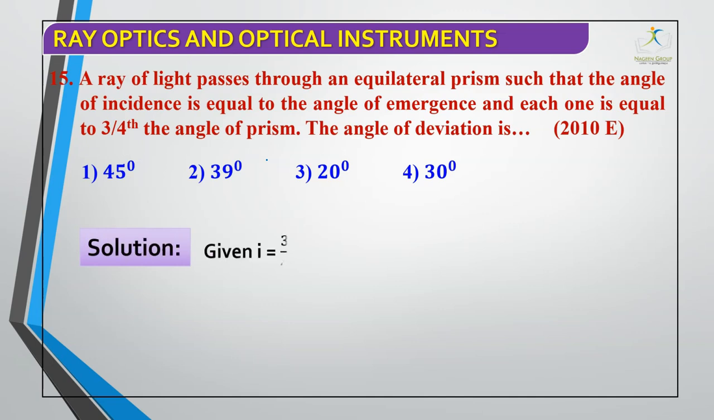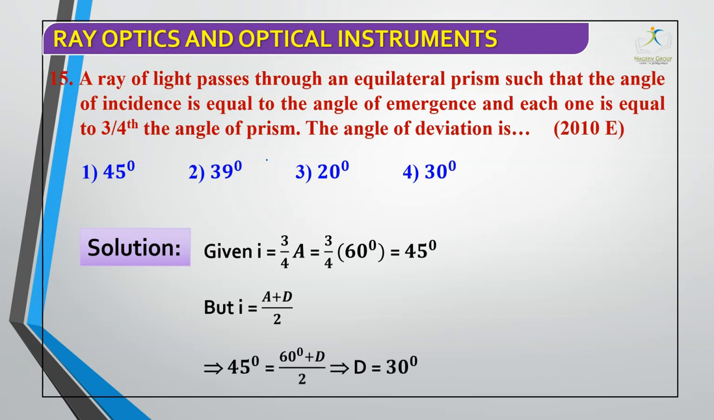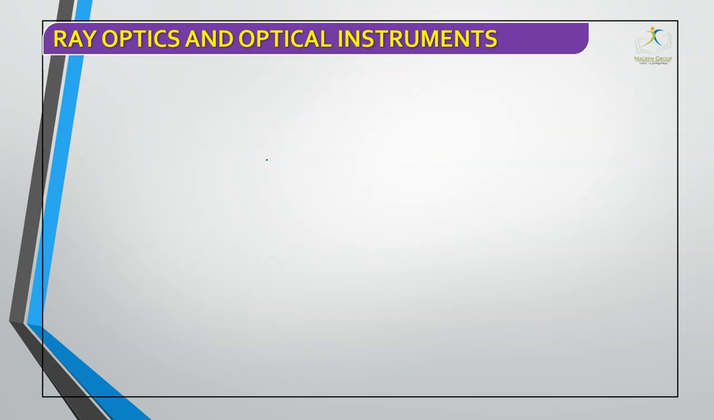Let's move on to the solution part. Given I is equal to 3/4 times A, where the value of A is 60 degrees, which gives 45 degrees. I is equal to (A plus D) by 2. If I put the value of I, which is 45 degrees, equals 60 degrees plus D by 2. From here, the value of D we will receive is 30 degrees.